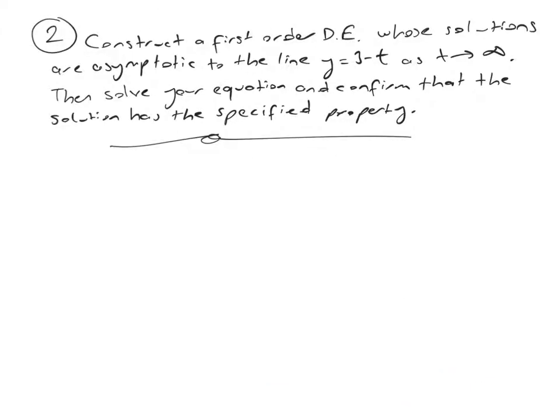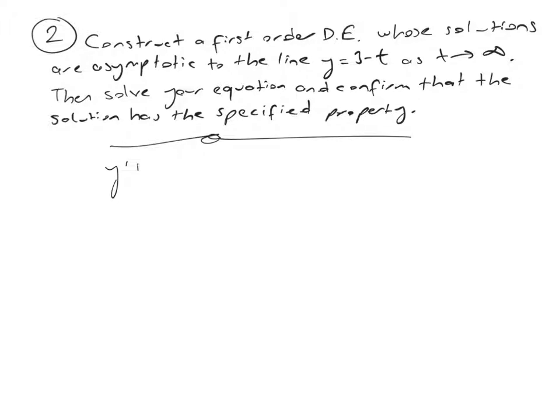In our second problem, we are asked to construct a first order differential equation whose solutions are asymptotic to the line y equals 3 minus t as t goes to infinity. Then we are asked to solve this equation and confirm that the solution has this specified property. All the first order differential equations that we have seen up to now are close to this form.